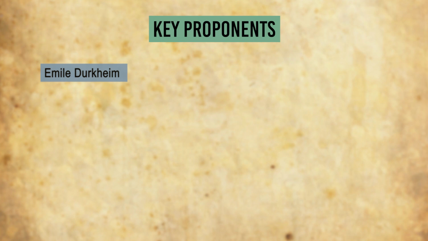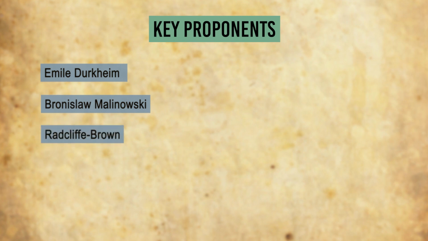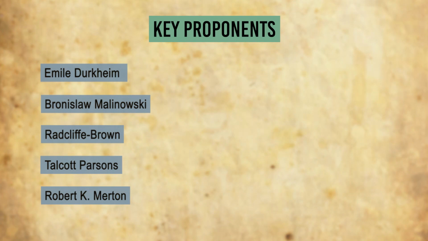Here we come to the key proponents of functionalist theory. First, very important, Emile Durkheim. Next comes Malinowski, Radcliffe Brown, Talcott Parsons, and R.K. Merton. We will get into a little bit of the details of these theorists and thinkers a little later.